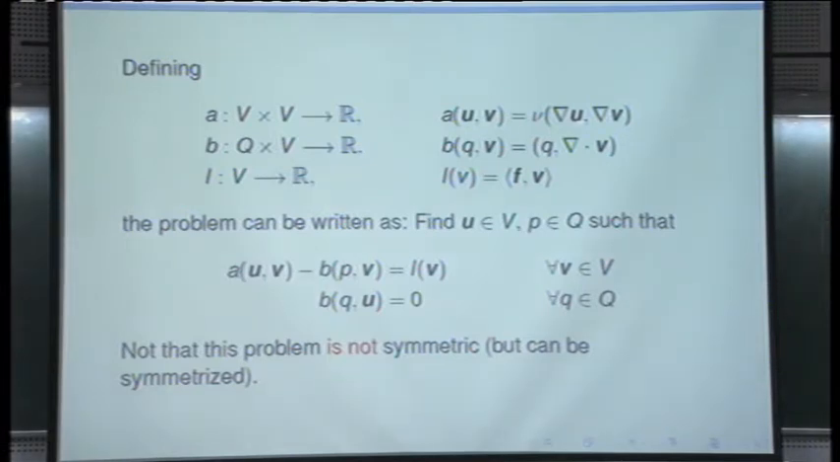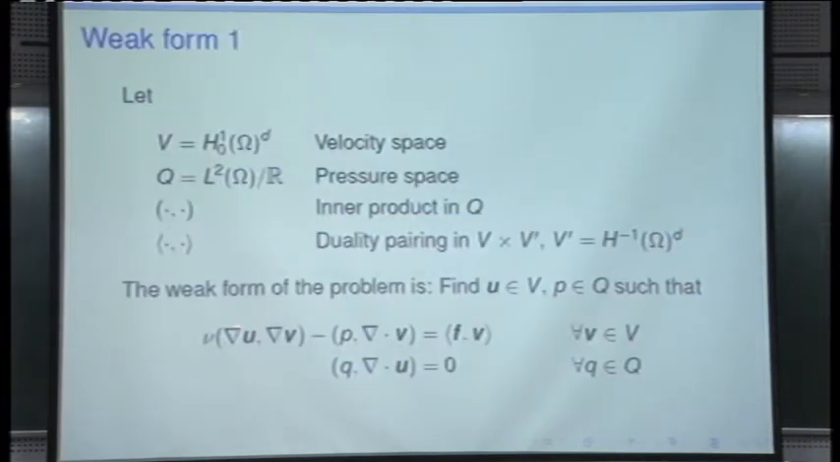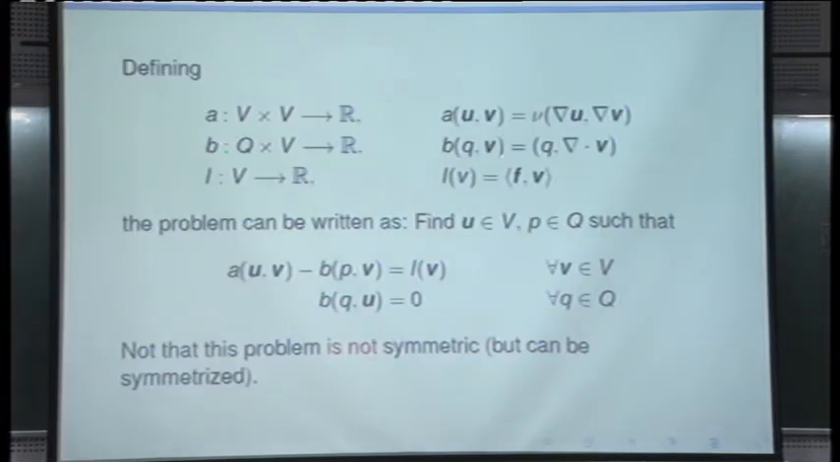We define the viscous bilinear form as this expression, nu gradient of u gradient of v, and it's a form that goes from V times V to the real numbers. We call b, this is very standard, the bilinear form b, q times divergence of velocity, which goes from the pressure space times the velocity space to the set of real numbers. And L, the linear form L, goes from the velocity space to the set of real numbers, which is nothing but the right-hand side, the forcing term. So the problem can be written as indicated here.